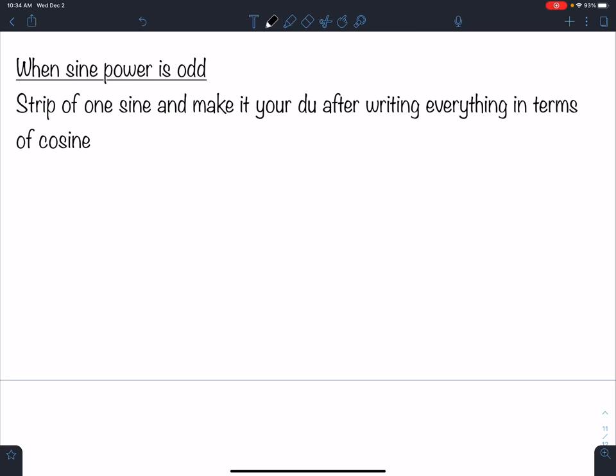So in this video, we're going to talk about a certain situation where the sine power is odd. Okay, so we're talking about integrals where we have a sine power that's odd. An example here would be the integral of sine to the fifth x cosine cubed x dx. Now we don't care about the cosine. We're just saying when the sine power is odd, and we have sine to the fifth, so the power is 5, that's odd. So that's this scenario here.